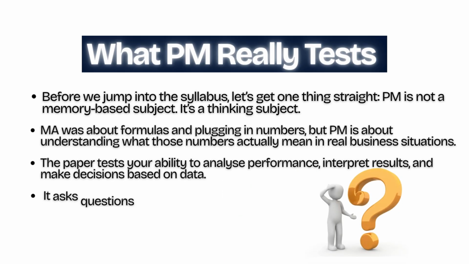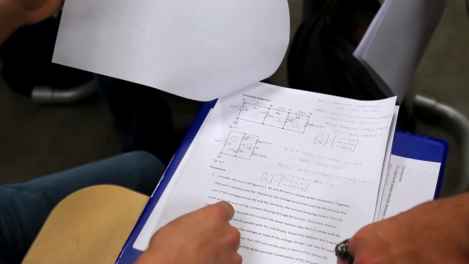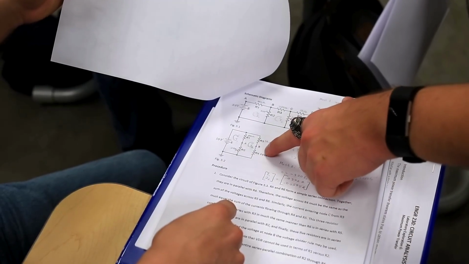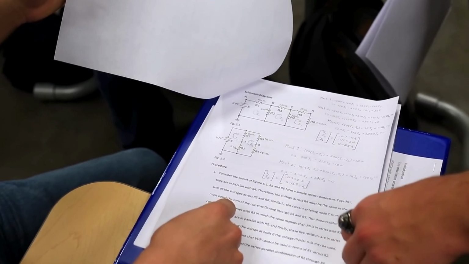It asks questions like, why is this happening? What should management do? What does this number tell us about performance? Students who treat PM like a math exam fail. Students who treat PM like a business decision-making paper score the highest.